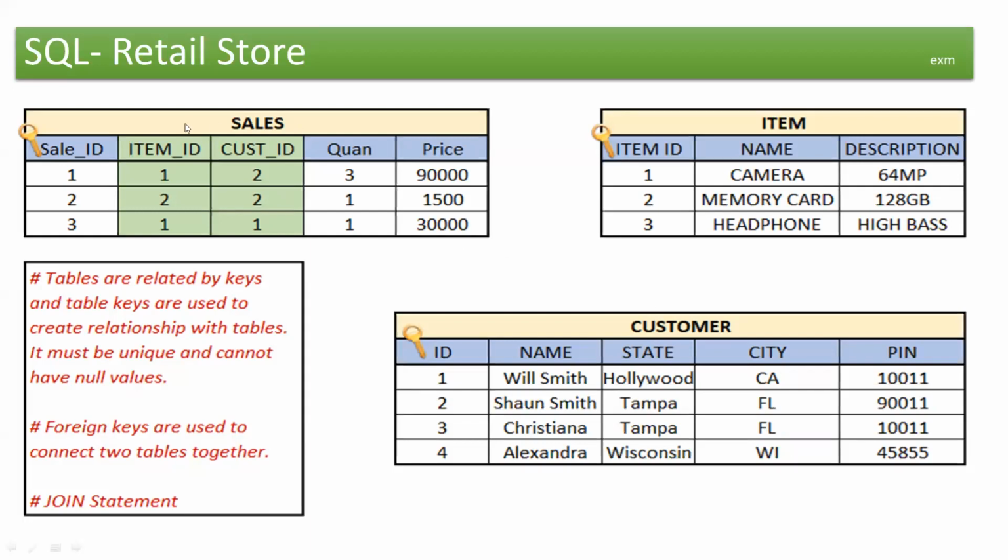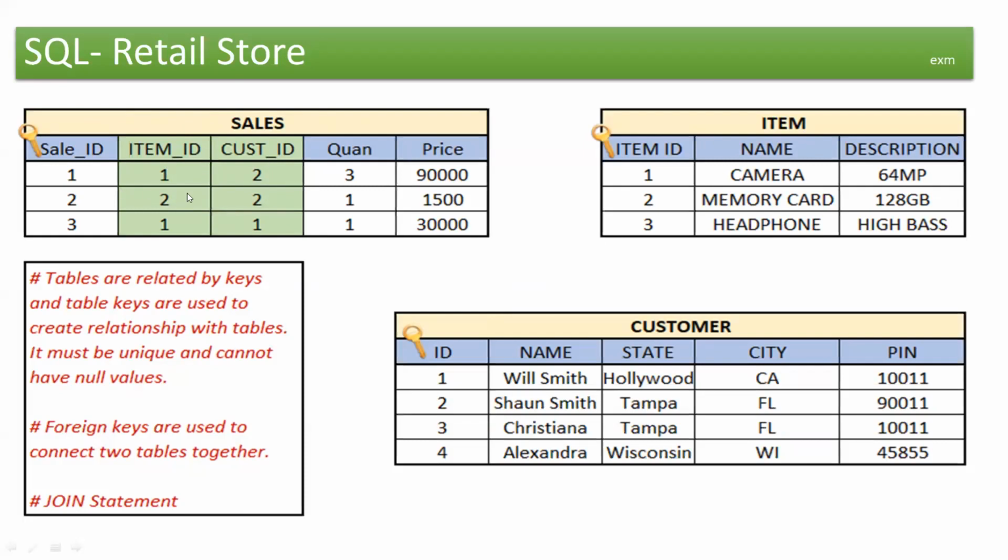But how will the system understand in retail which item and which customer it is? So in that aspect, this table will have a primary key and also a foreign key. The foreign key is what? Can you see in the green section, item ID and customer ID? This is connected with your item table and customer table. This will be considered a foreign key.